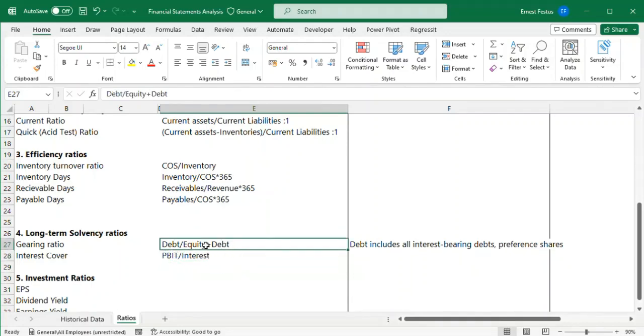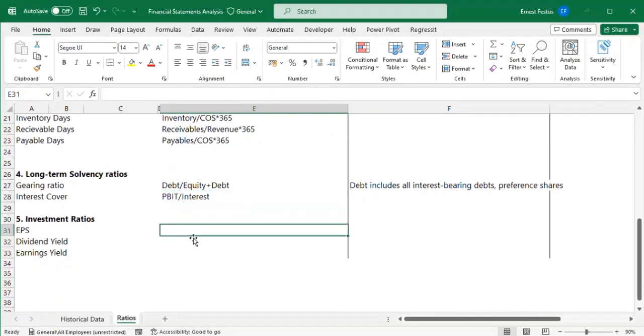So if the business is highly geared, it means that your interest is going to be very high, and so that must prompt you to increase your profits to be able to cover your interest.